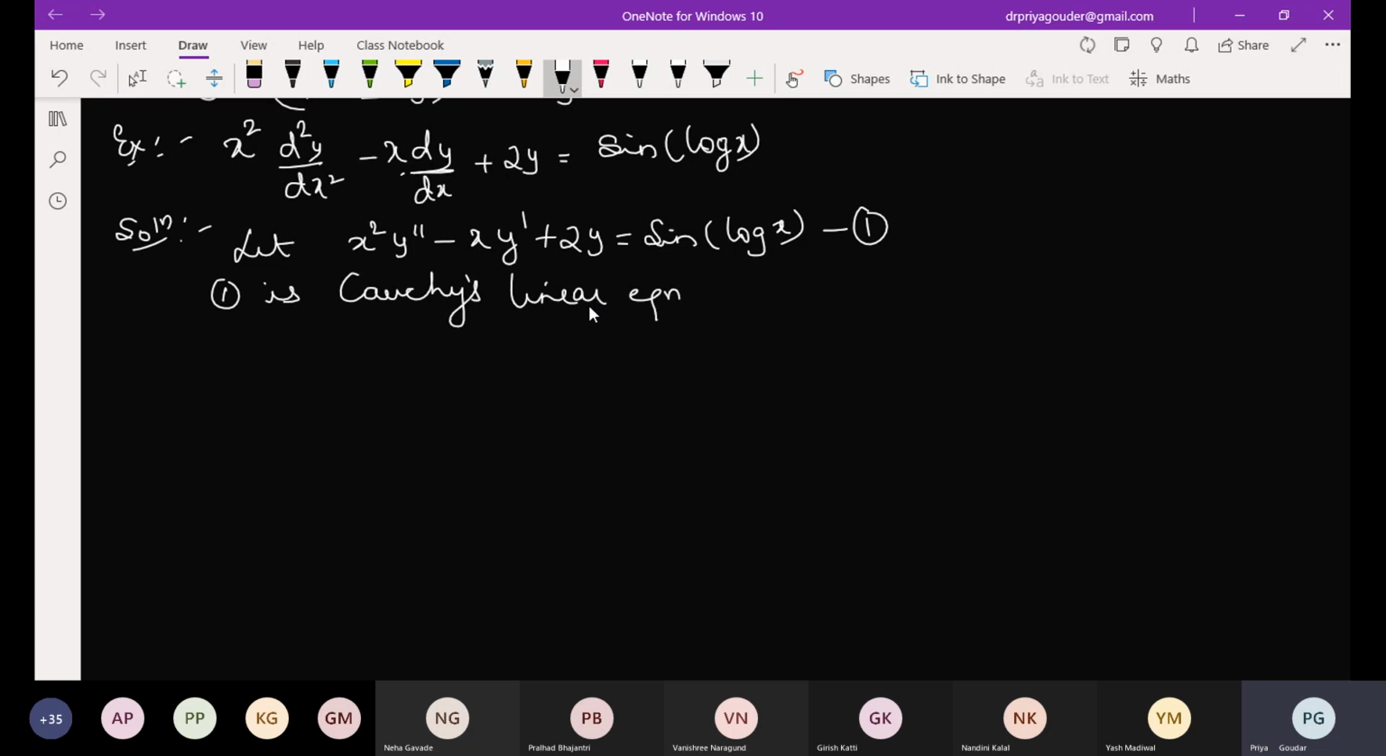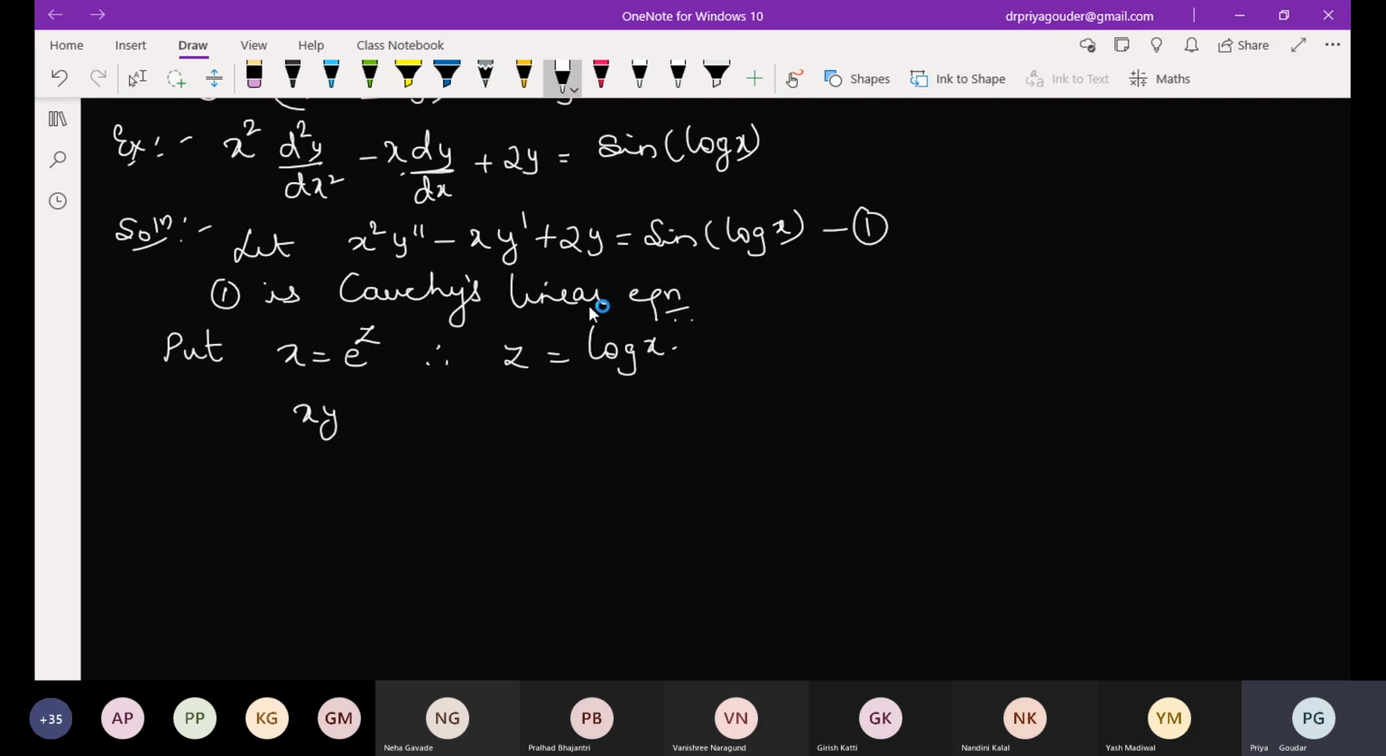So what should be the next step? When you say Cauchy's, the step is fixed. What is the substitution for Cauchy's? x equal to e raised to z. So what is z? Log x. Instead of writing d square y by dx square and all, you can write it as y double dash also. It is also same.